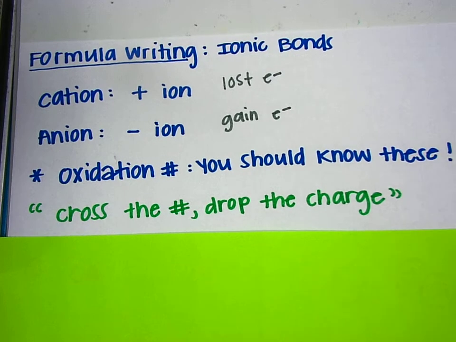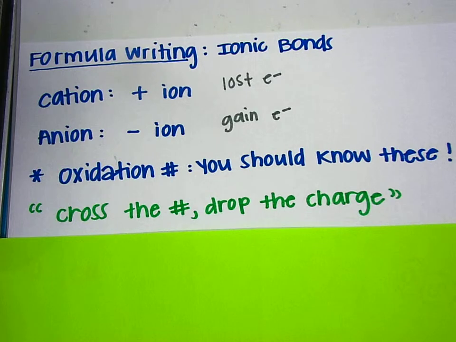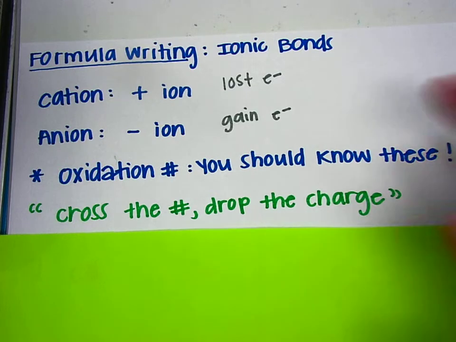And now we are going to use those oxidation numbers in these ions, and what we're going to do is we are going to cross the number and drop the charge, and that's what I like to say to help me kind of remember it. And I'll explain what I mean in just a second.